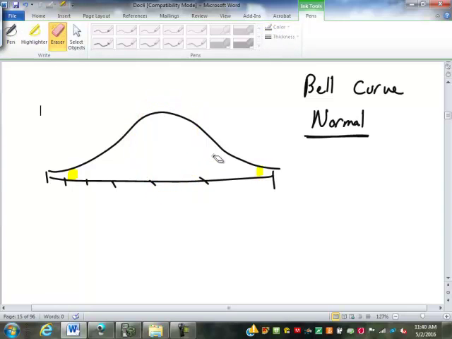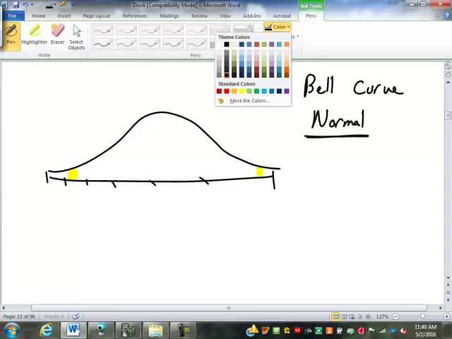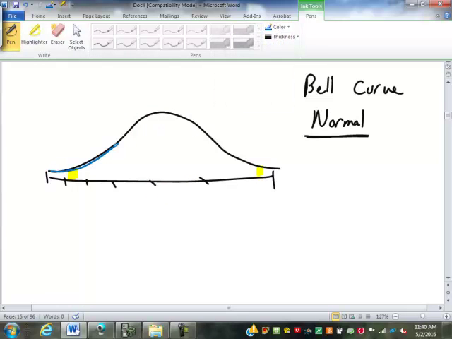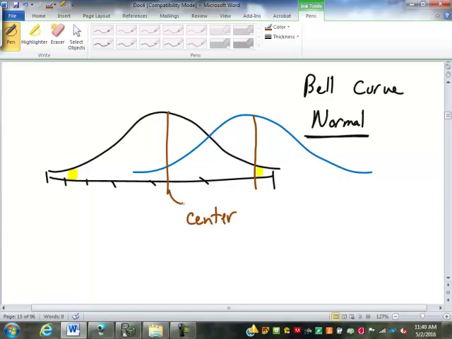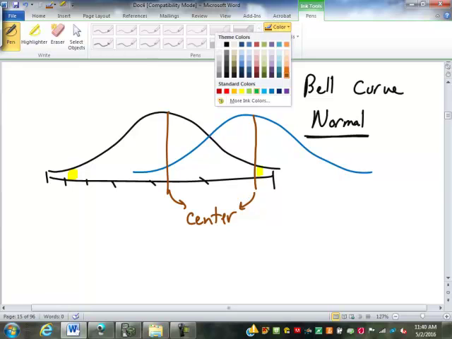Well, as we go to describe this, we might have another curve that's identical in shape, but it might sit like this. The way we would describe the difference is the center of the curve is different. So the center, of course, is the middle, or where the peak of the curve is. So we need a way to describe the center, or how the center of two curves might be different.